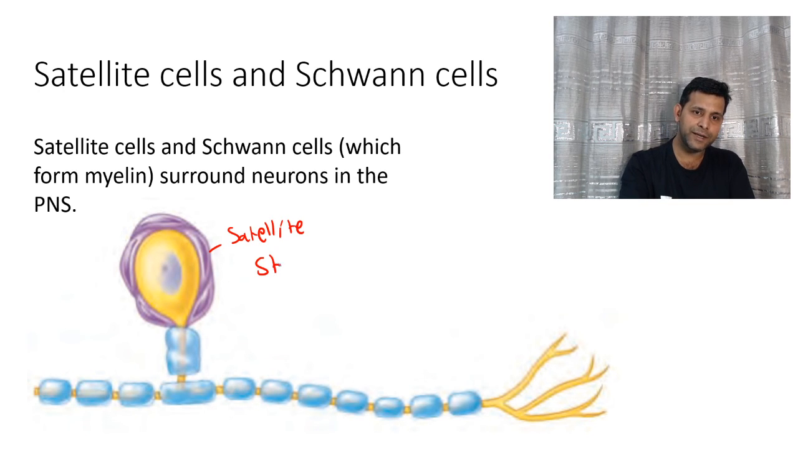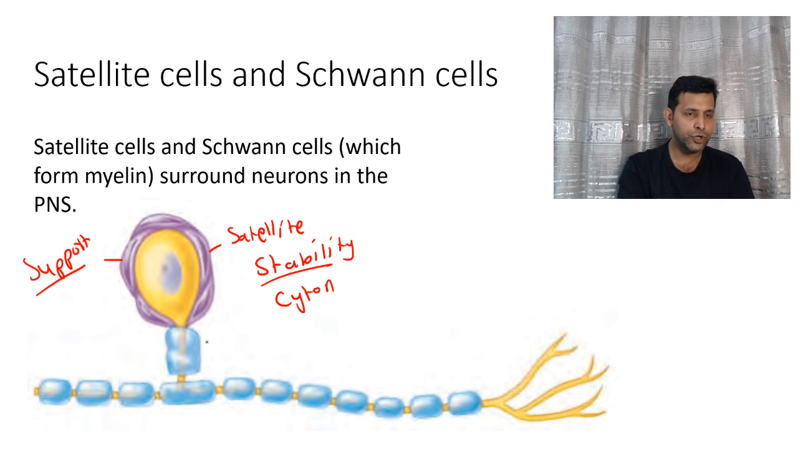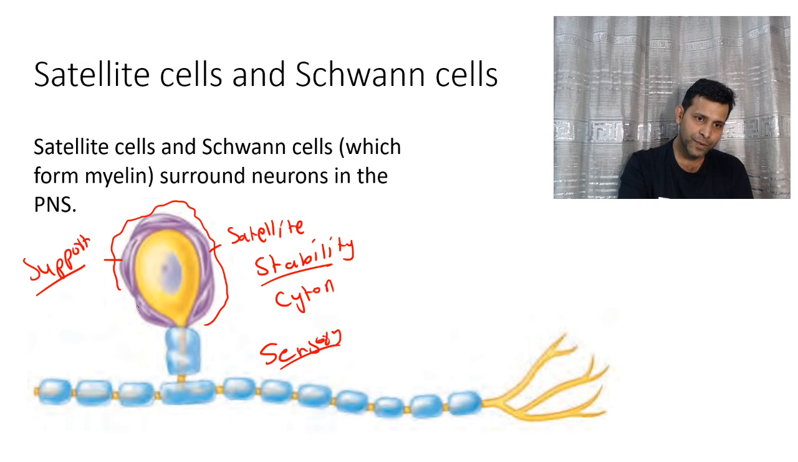Remember, these are the satellite cells. They give stability to the cyton. It's a very important function because they support the cyton for its function. This is a pseudo-unipolar neuron, or a sensory neuron. You can see that this pseudo-unipolar neuron has a cyton, and the cyton is surrounded by satellite cells. And these are the Schwann cells.